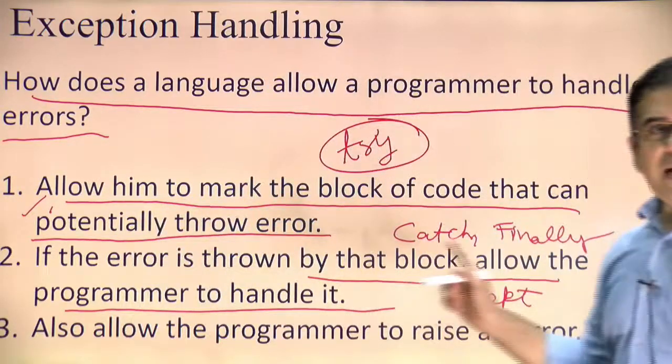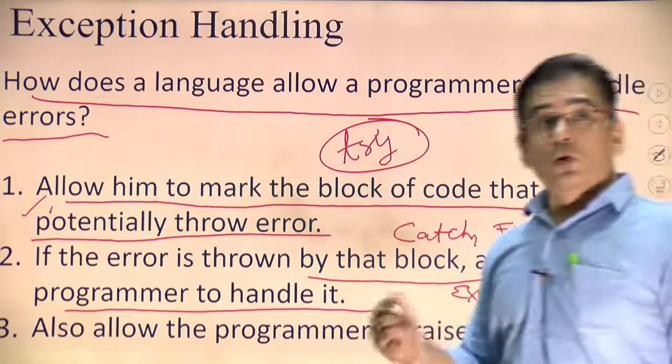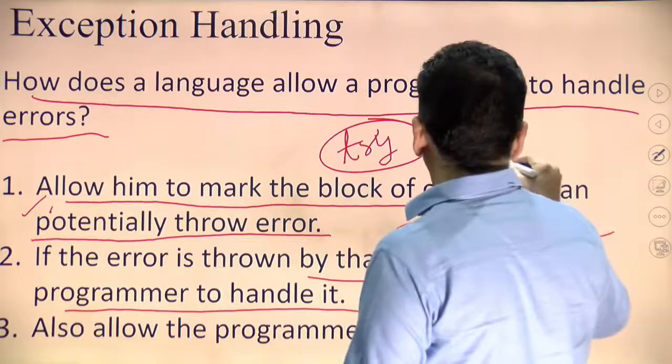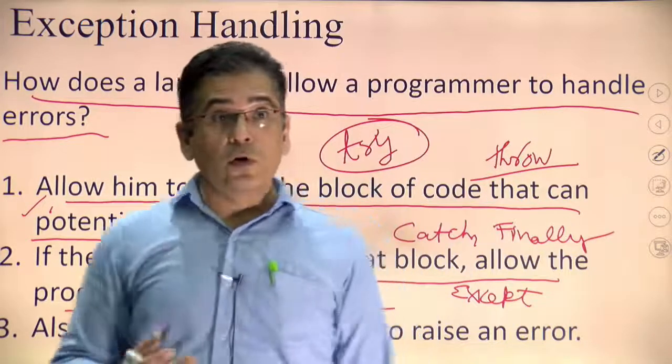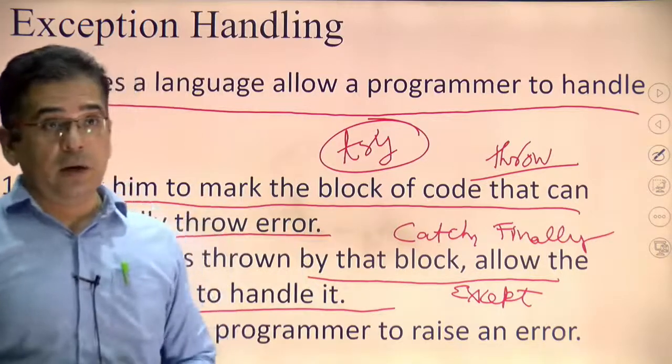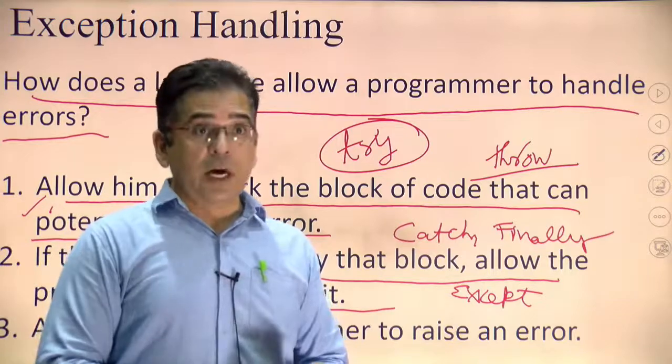So these are some inbuilt functionalities: try, catch, finally, except, throw. You need to write the throw keyword if you want to throw the exception to a particular block of code which manually handles the error. So any programming language provides these two functionality.